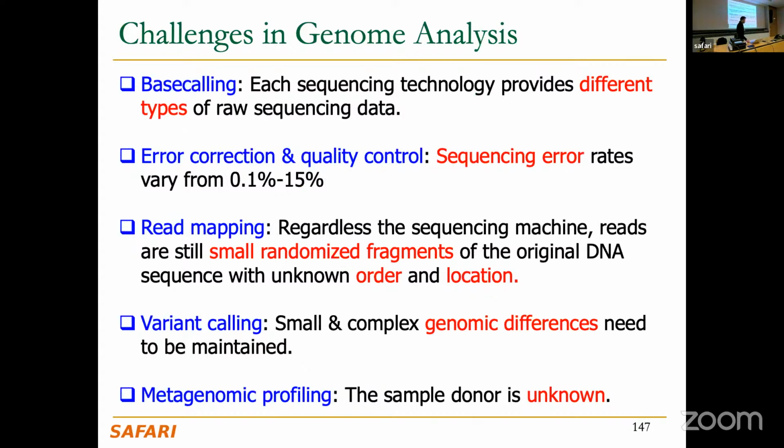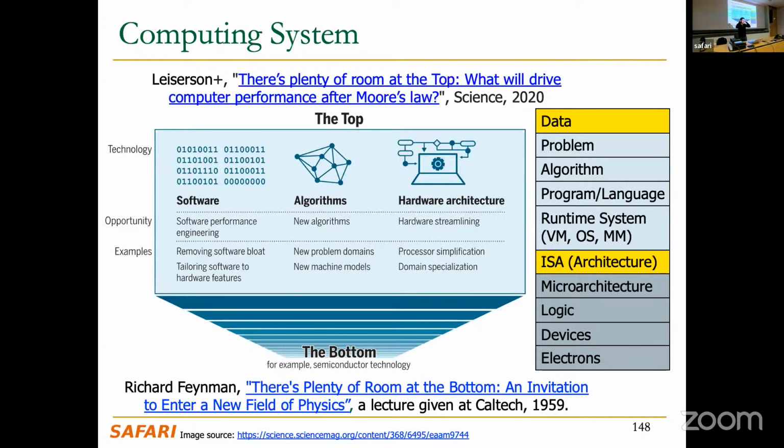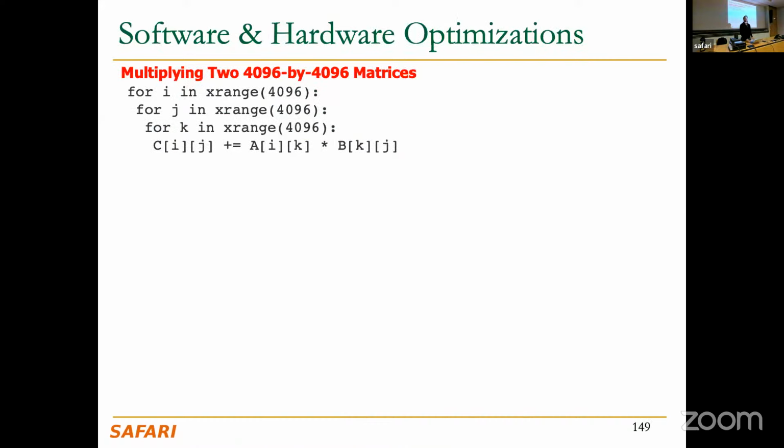So in computing systems, maybe you've heard of this famous saying from Richard Feynman, there is plenty of room at the bottom, right? So you need to consider the physics of the computation to figure out the important opportunities at the bottom. But there is also a lot of room at the top, let's say at the algorithmic level or in the device level. So I guess this puts a really good perspective.